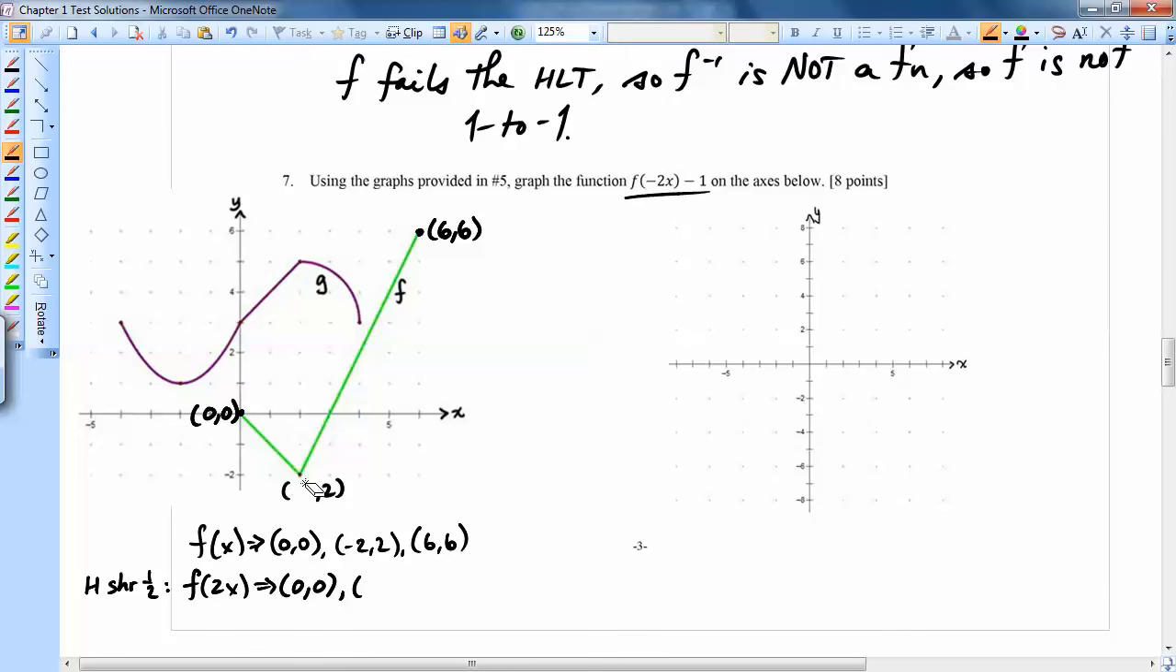Sorry, that's (2, -2). Let me fix that. (2, -2), right? Because (2, -2) is going to get shrunk in now. So that's going to be (1, -2), right? Because the x's get cut in half. And then (6, 6) turns into (3, 6).